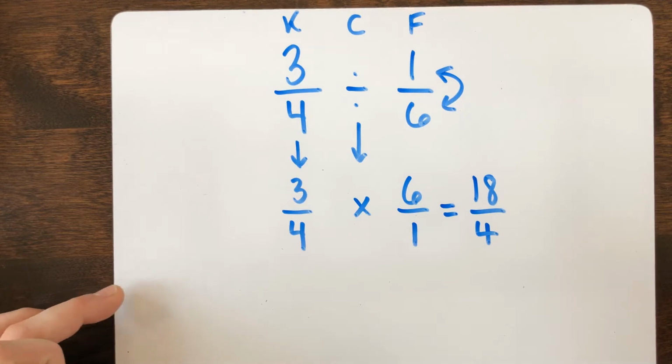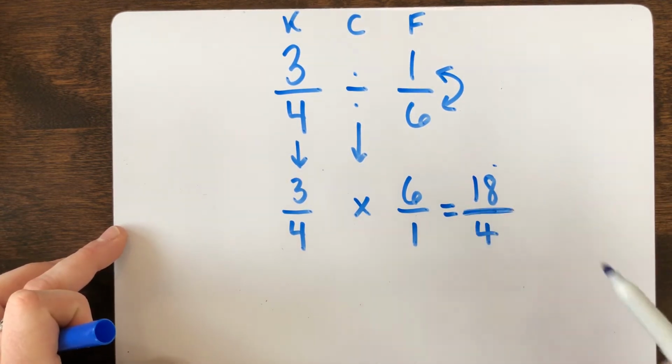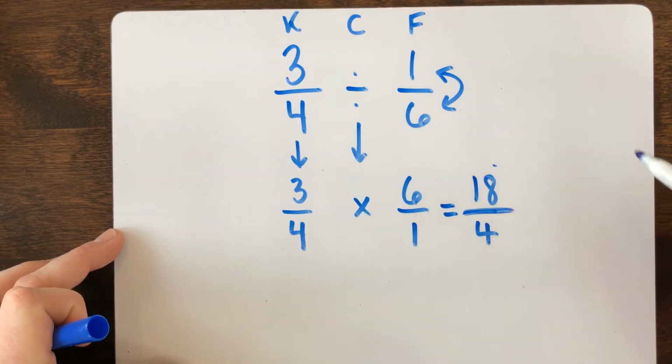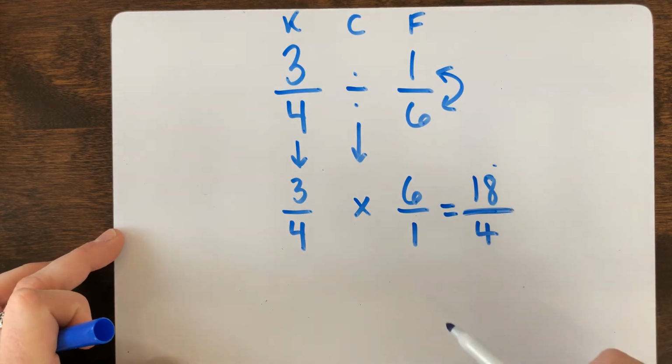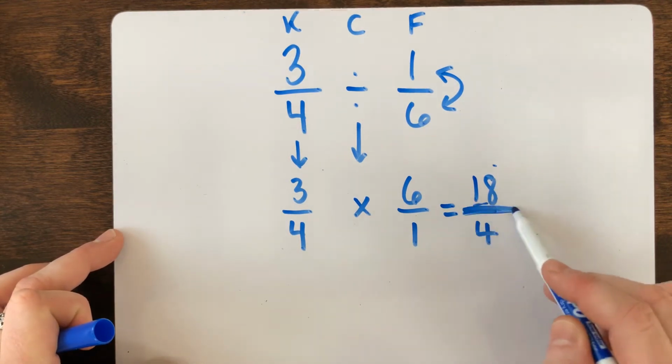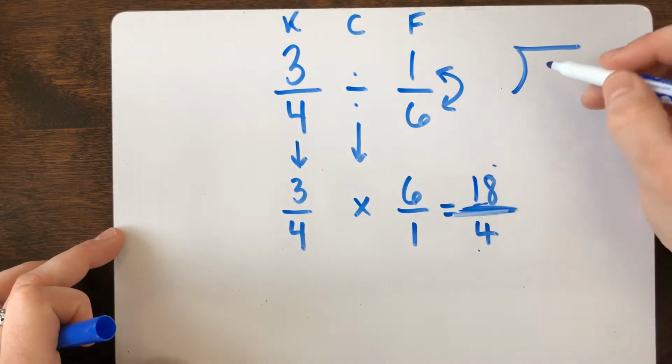4 times 1 is 4. All right, now this is not our answer because remember, this is an improper fraction, so we need to simplify it. We know that 18/4 is the same thing as saying 18 divided by 4. So we set up our division problem.